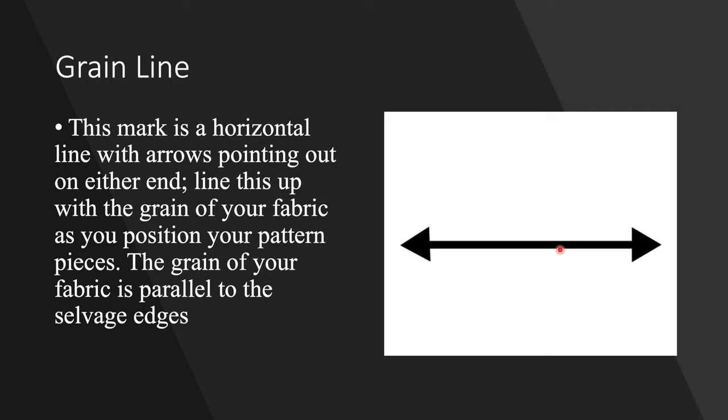So yeah, when you see this symbol, remember that the main key point is to make sure that you line up this symbol, which is the grain line, parallel to your selvage edge. Make sure you line it up parallel to your selvage edge and you should be good. But yes, grain lines really, really help, and they are found on all professionally made patterns.